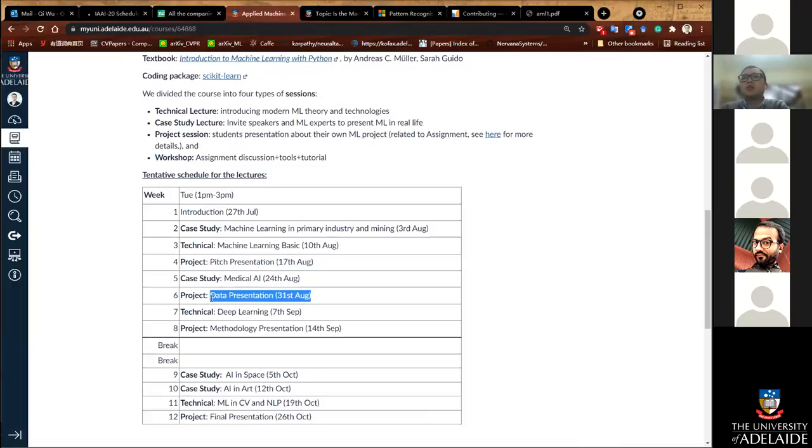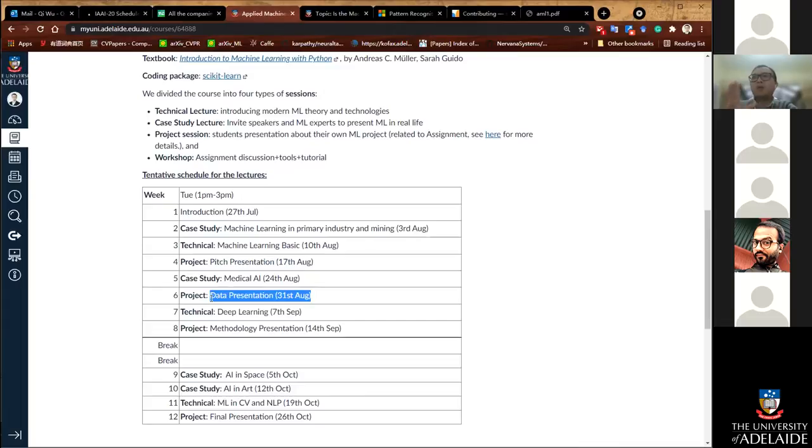Then the second project session is about the data presentation. As I mentioned, some of you are from the Master of Machine Learning, some of you are from the Master of Data Science. The most important thing in machine learning is actually data. If you find a problem, for example, I want to predict house prices according to land size. It's an easy problem that has been addressed. I want to design some machine learning algorithm to predict the house price based on the land size.